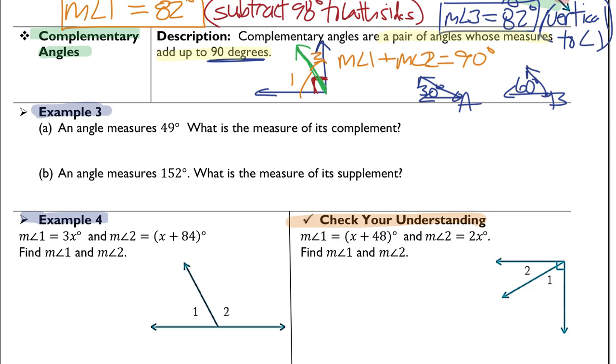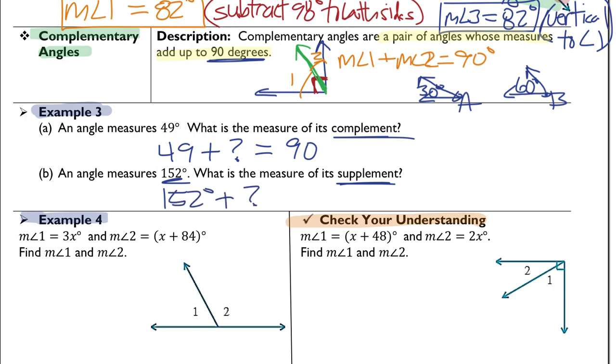Okay, so just thinking about supplementary and complementary, what is the complement and supplement? Those are the ideas here. An angle measure is 49 degrees. What is its complement? Complement means 90. So the idea is 49 plus what is equal to 90. And then for supplement, it's 152 plus what is equal to 180. And that's degrees, obviously, so make sure you have the degree symbols. And you're just finding those question marks for both of these.